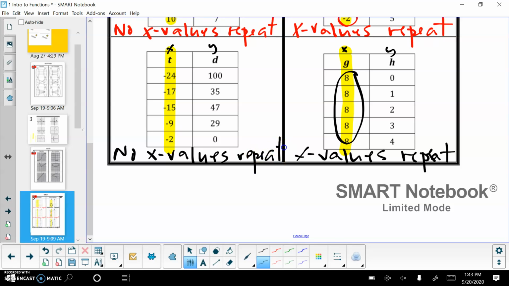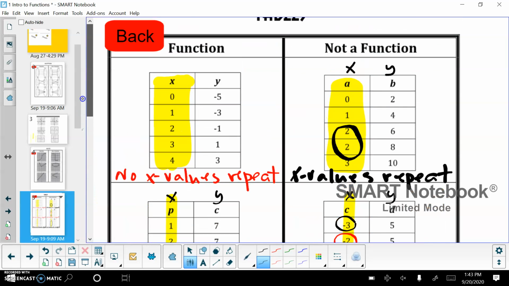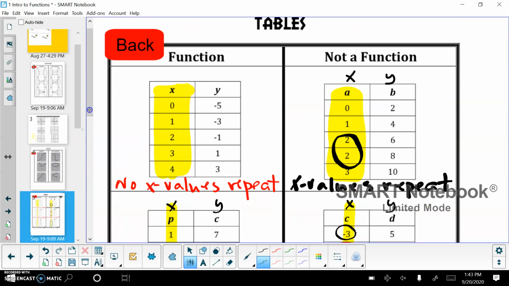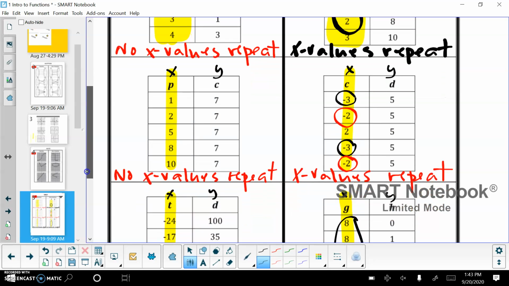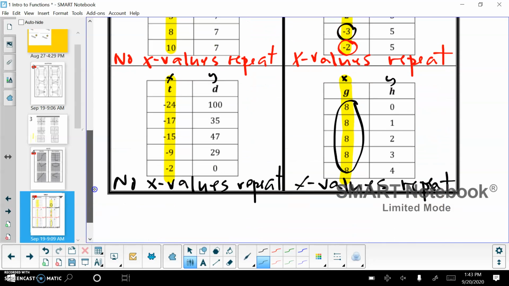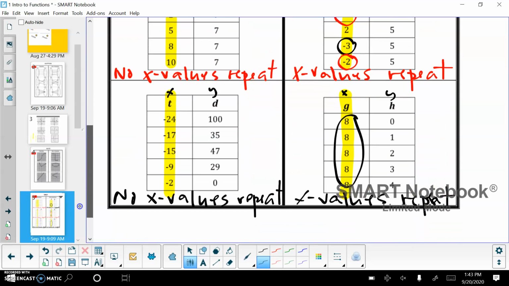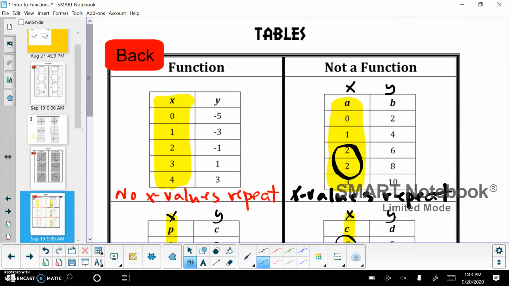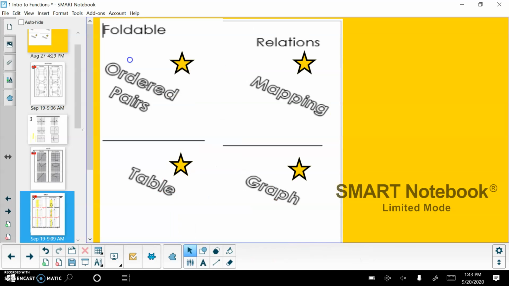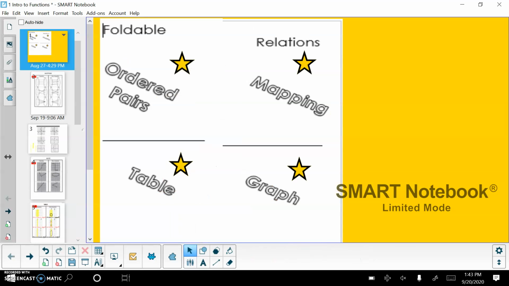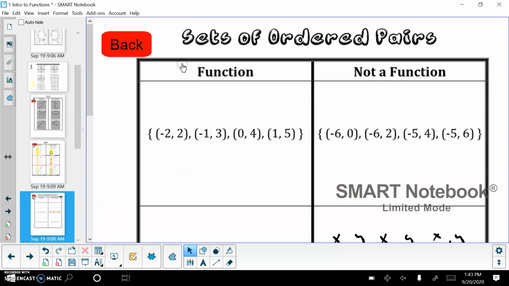So if we look at what happened every single time over here in my function column, in order for it to stay a function, none of the X values repeated. In the non-function column, we always had a repeat. So that's what we're looking for, the fact that the X values do not repeat. So let's go back and see if that holds true. That was for tables. Now for ordered pairs.